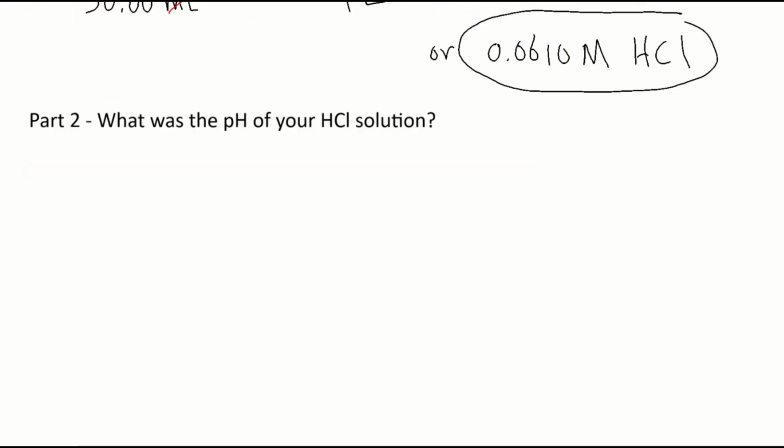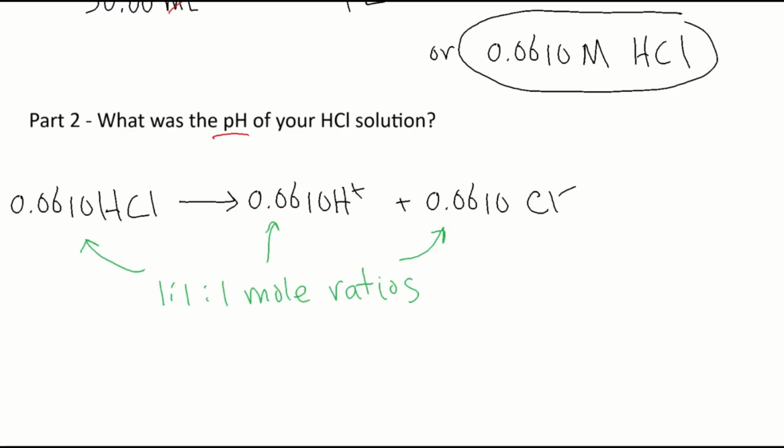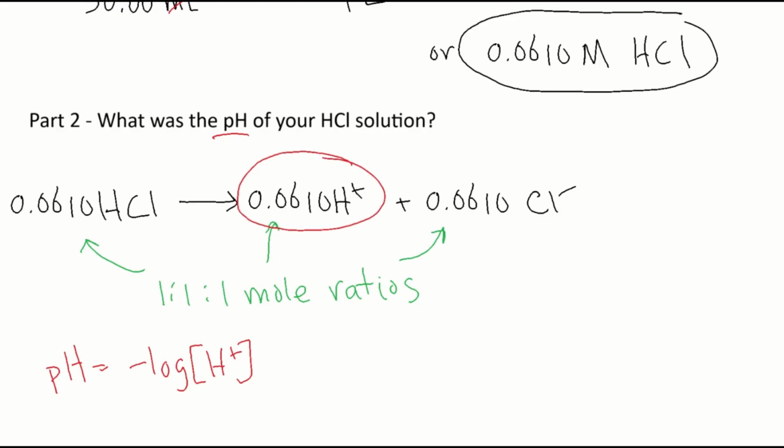Fantastic. Let's move right into part 2. We're asked to calculate the pH of our unknown hydrochloric acid solution. Well, great news. Hydrochloric acid is a strong acid. That means it completely dissociates. It completely separates into H+ and Cl- ions. In other words, whatever concentration of HCl you have is the concentration of the H+ ion. All we need to do is take the negative log of the hydrogen ion concentration, which we just calculated.